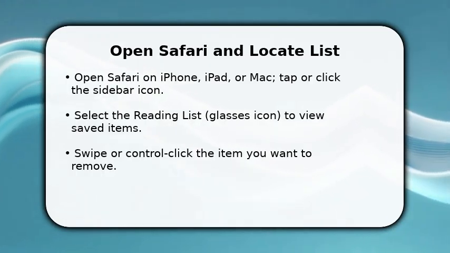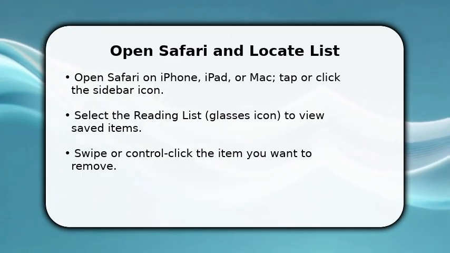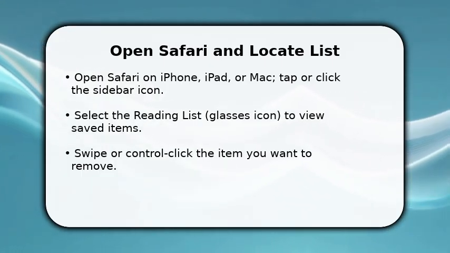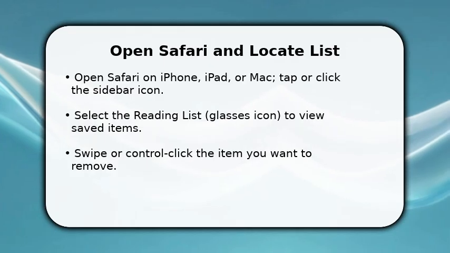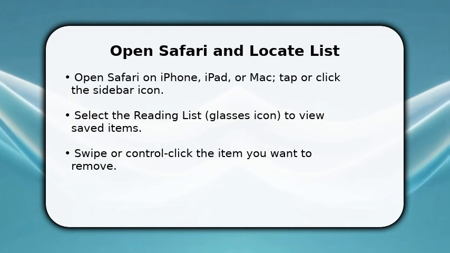Once done, find the specific entry you want to remove. This places you exactly where deletion controls appear. Make sure you see the article's title and timestamp so you don't remove the wrong item. This immediate context prevents accidental deletions.